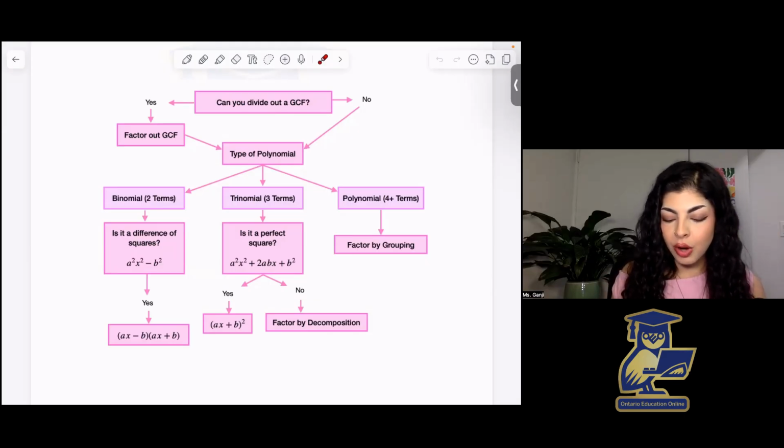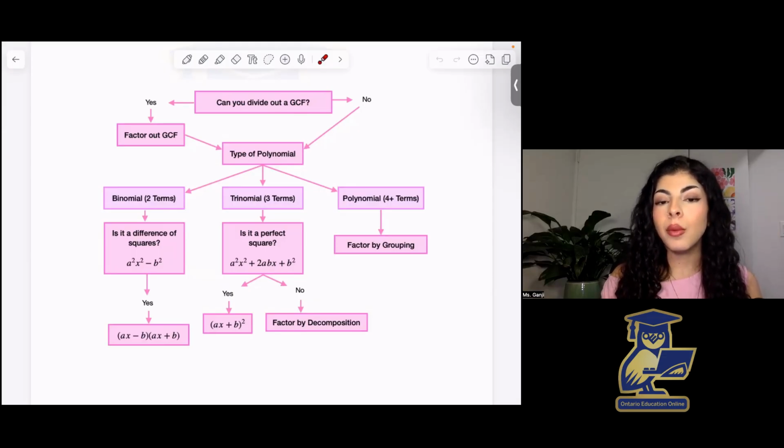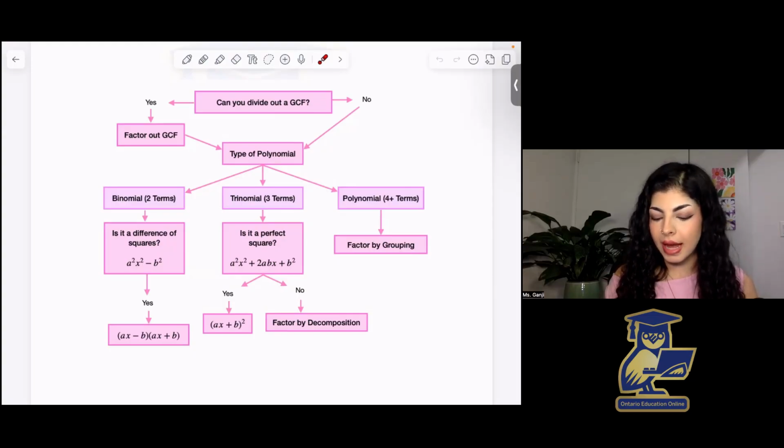And our new concept today, which we are looking at, is the polynomials with four or more terms. And how we do that is by grouping. So we're going to see some examples of that later in the lesson today.